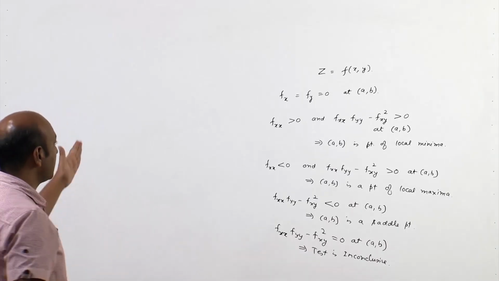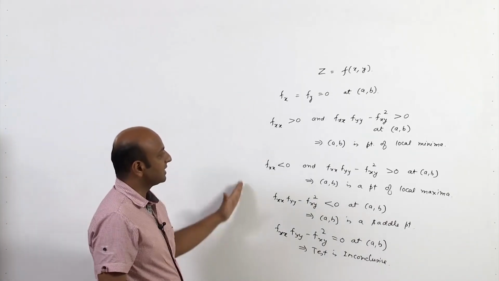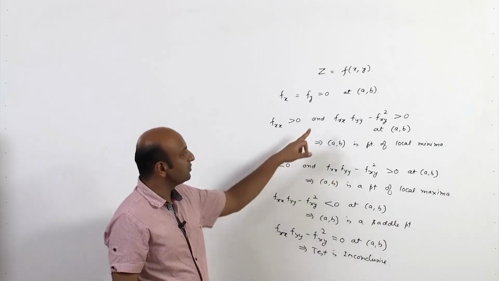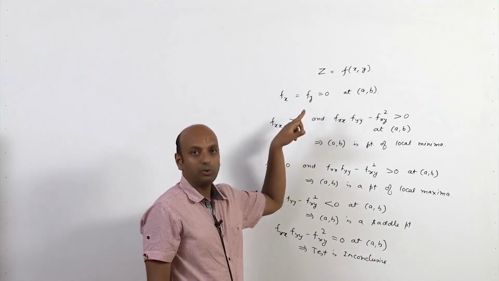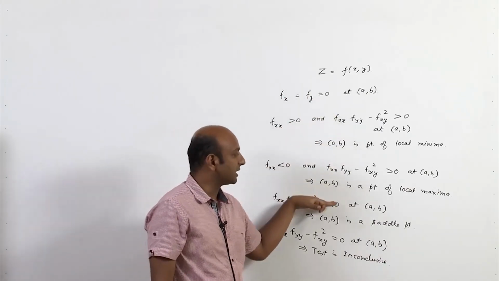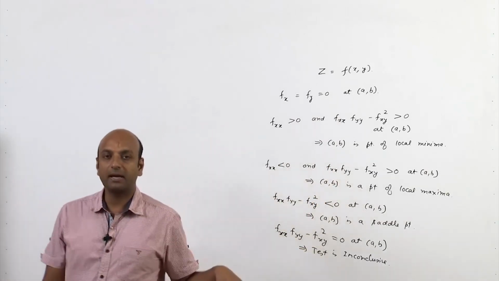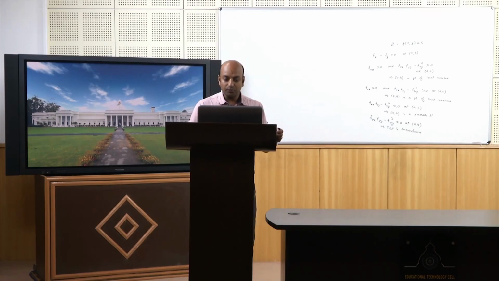So this we have already seen in the last lecture: if this condition holds, then we can say the point (a, b), which is a critical point where fx equals fy equals 0, is a point of local maxima, local minima or saddle point. This we can see by the second order derivative test. Now in this lecture we will deal with how we can find an absolute maxima or absolute minima if we have a closed bounded region.